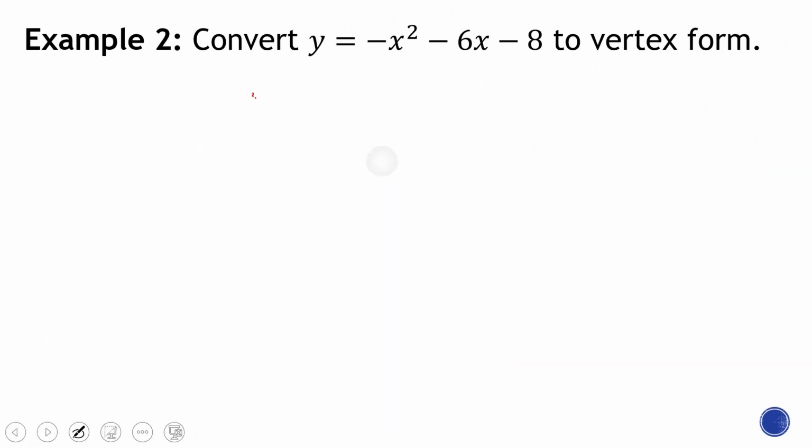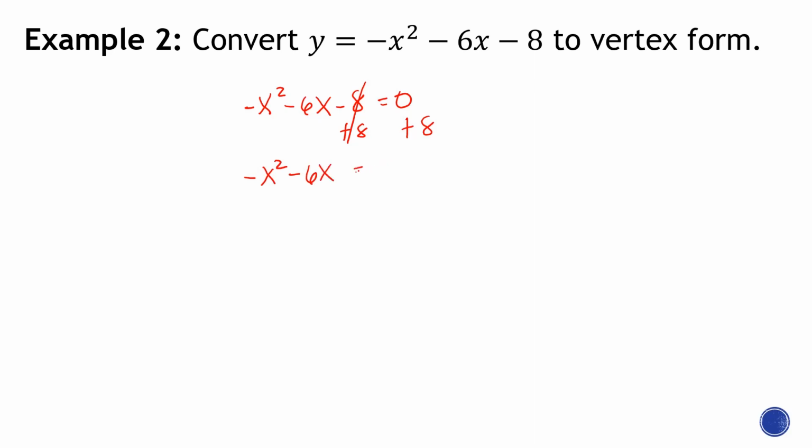Here we have negative x squared minus 6x minus 8. And again, I'm going to equate that to 0. And then I will isolate that 8 to the right side. Now this will be negative x squared minus 6x equals 8. And then I'm going to factor out that negative sign. We want to make sure that the leading term is positive.